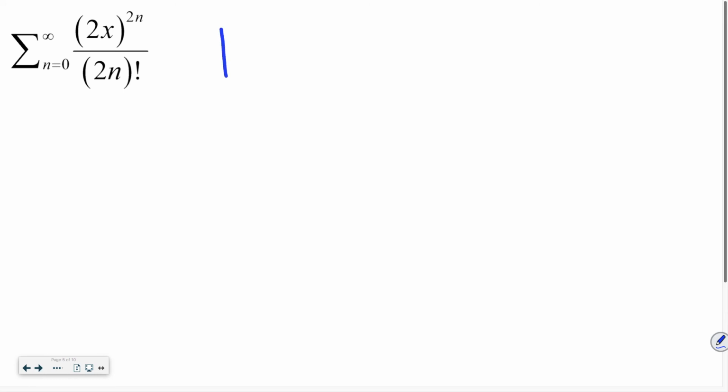All right, so if I need to figure out the radius of convergence, we need to do the ratio test. So we have 2x to the, please be careful, when I plug in n plus 1, what does that exponent become? 2n plus 2.